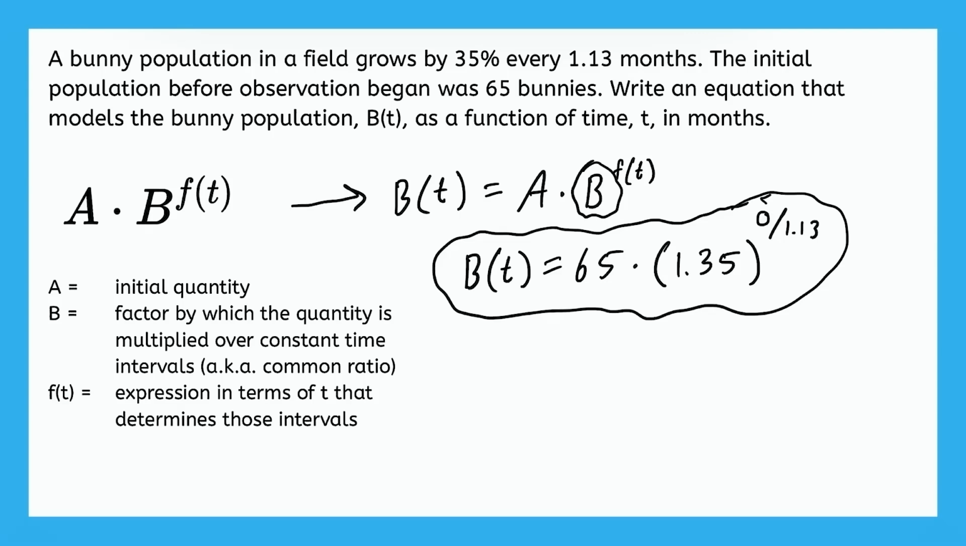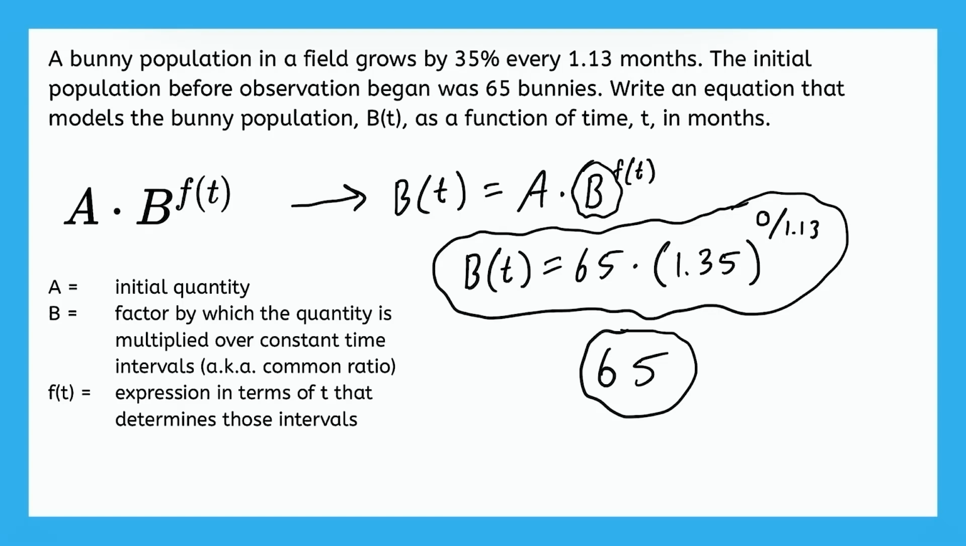Well, if we have 0 in the numerator right here, that makes the entire exponent 0. And 1.35 to the 0 is 1. So 65 times 1, or 65. Okay, so that makes sense because we know that when time was 0, the bunny population was in fact 65.